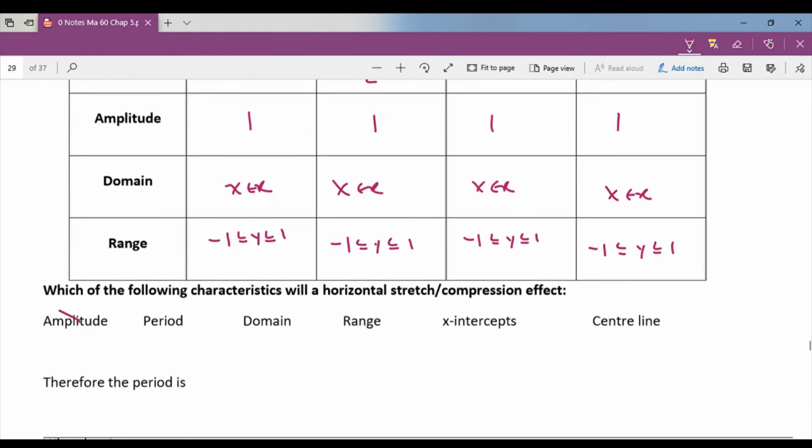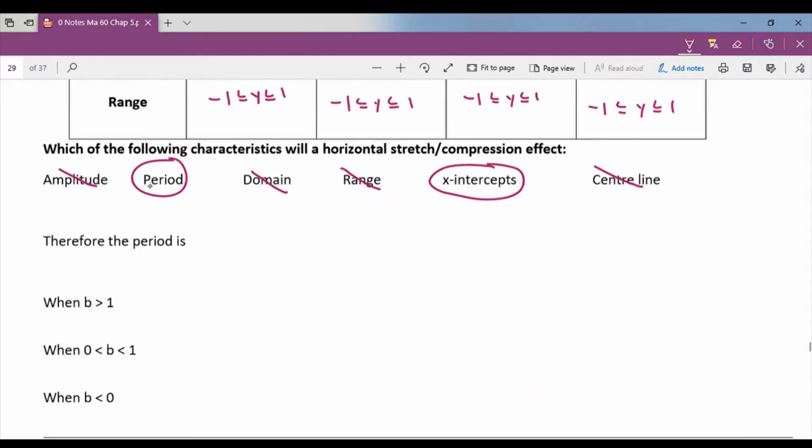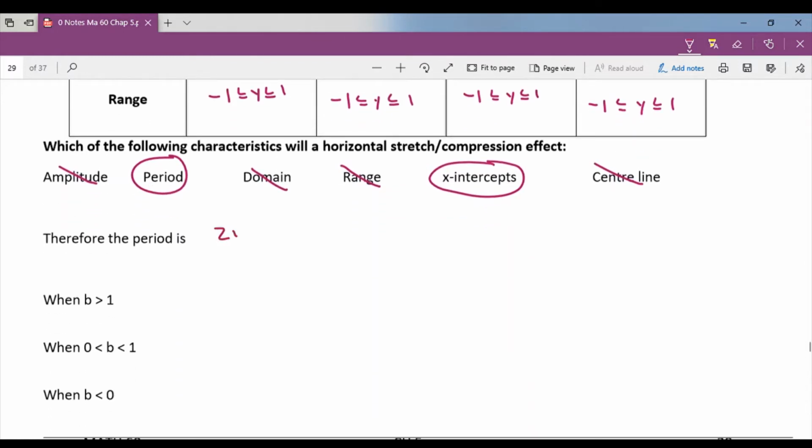It did not affect your amplitude. It did affect your period. It did not affect your domain. It did not affect your range. It will affect your x-intercepts, which we'll talk about in a bit, and it did not affect your center line. Therefore, the period is always 2 pi divided by the absolute value of B.